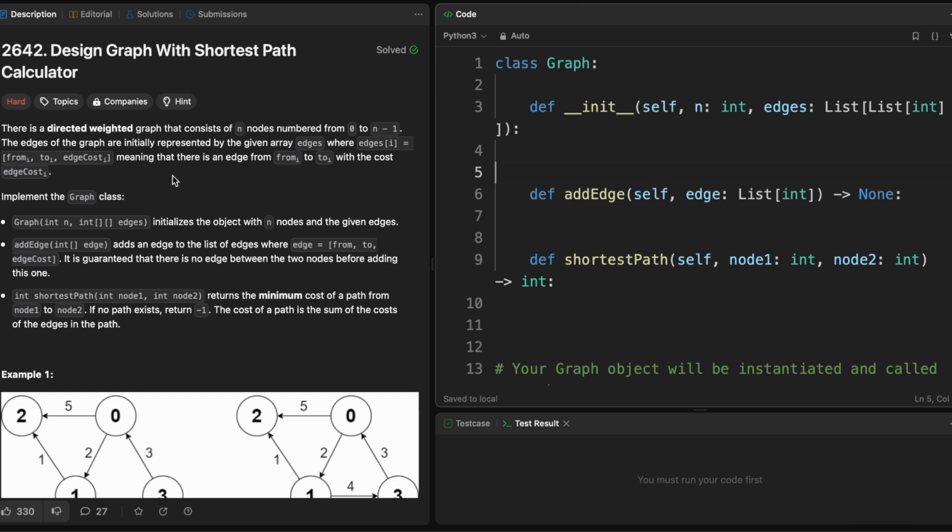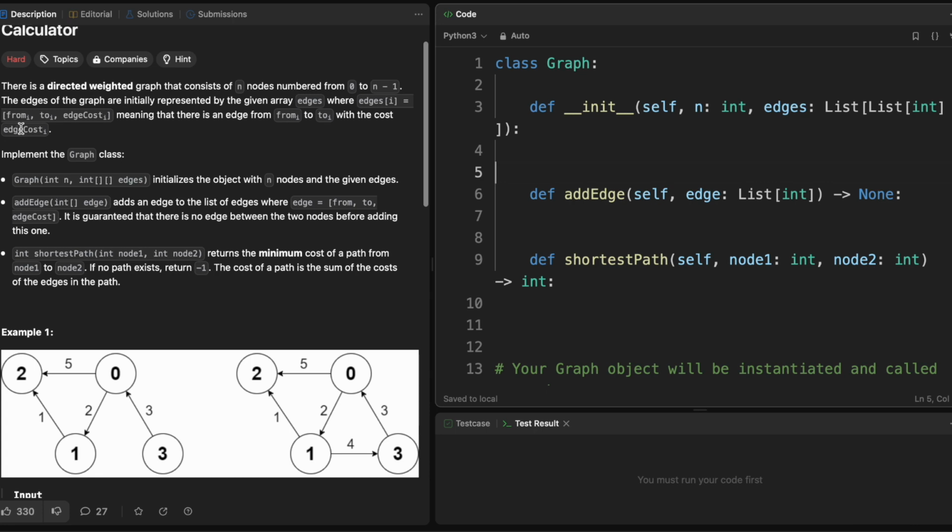So we're given a directed and weighted graph which has n number of nodes, and for each edge we're given the source, the destination, as well as the cost of that particular edge. And then we're expected to implement this Graph class, and it has these three methods.